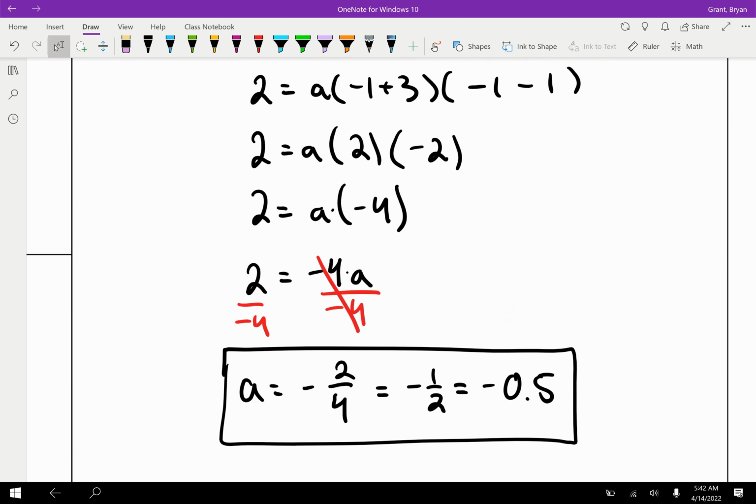7 times 7 is 49. Two negatives make a positive. I'm looking at a k value of +49. And actually, that was pretty good. A little bit above 50, but not too bad.